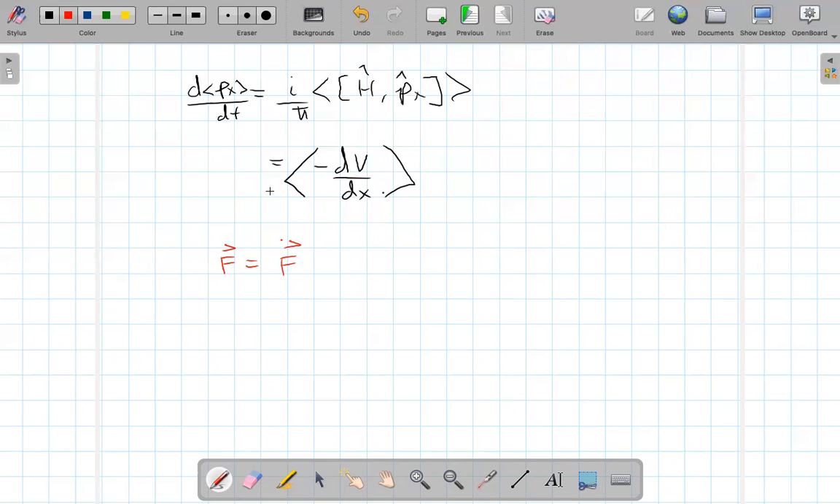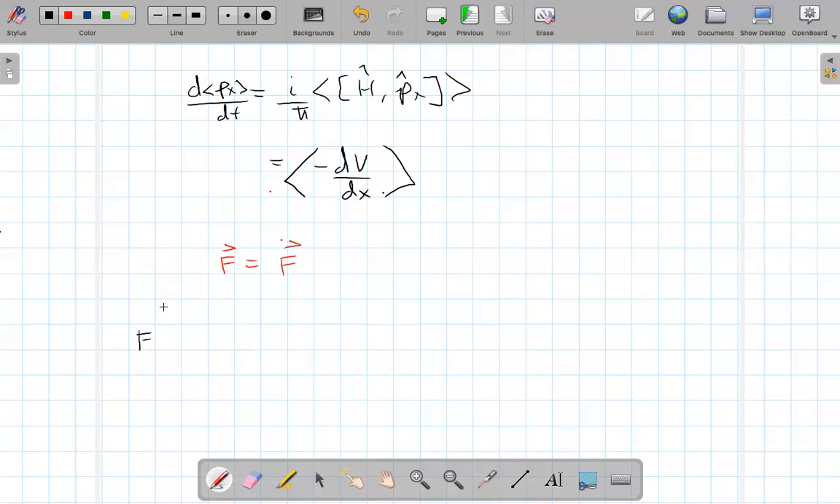So a good question then is, when does this actually break down? When does this not abide by classical mechanics anymore? Since this thing is equal to the force, let's go ahead and call this term the force.